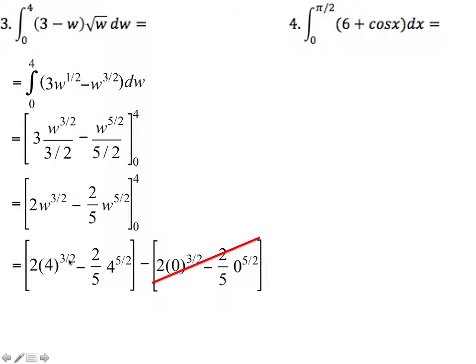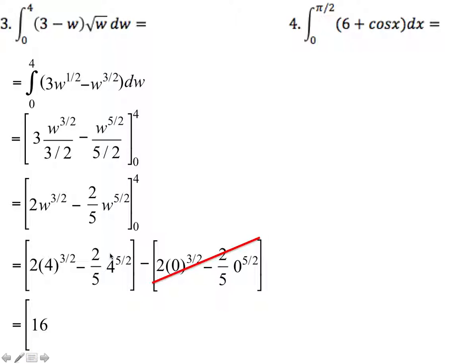4 to the 3/2. 4 to the power of 3, that's what that means. And then 4 to the power of 1/2 means the square root. So let's do the roots first, which means working with the denominator of this fractional power. What is the square root of 4? That's 2. And 2 cubed is 8. So 4 to the 3/2 must be 8. And then times 2 is 16.